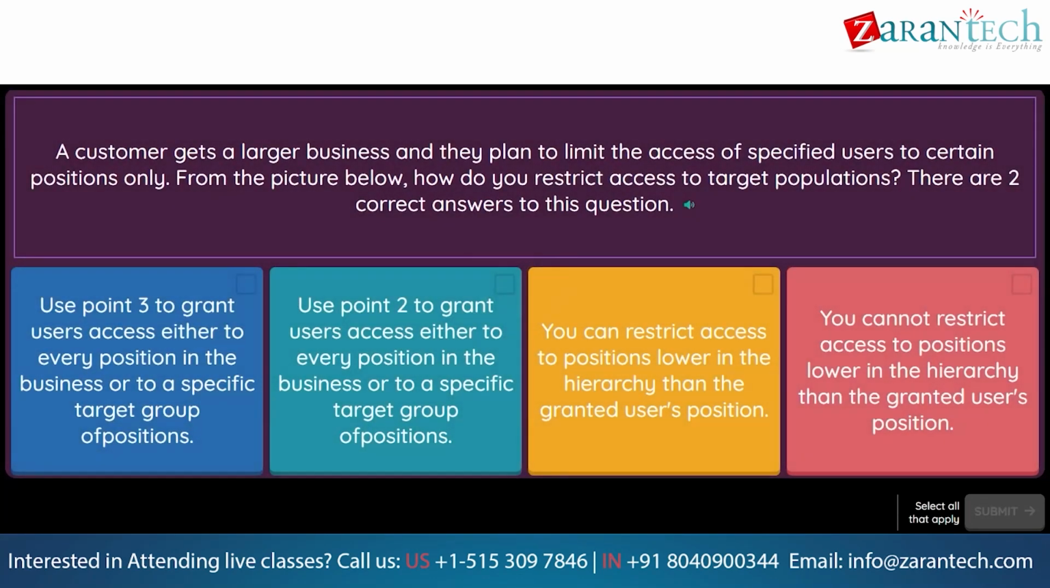Question: a customer gets a larger business and they plan to limit the access of specified users to certain positions only. From the picture below, how do you restrict access to target populations? There are two correct answers to this question. Option 1, use point 3 to grant users access either to every position in the business or to a specific target group of positions. Option 2, use point 2 to grant users access either to every position in the business or to a specific target group of positions.